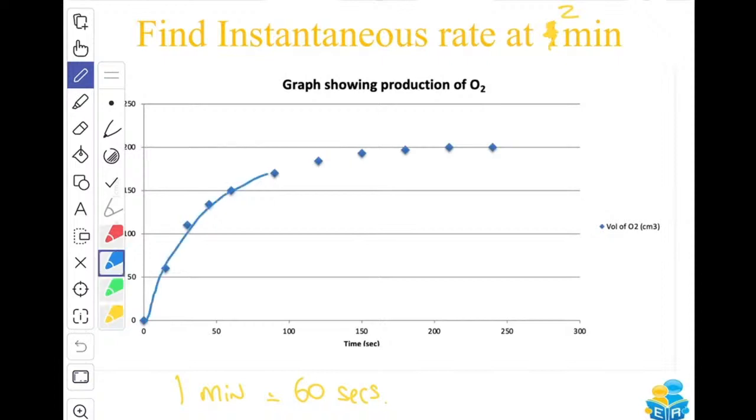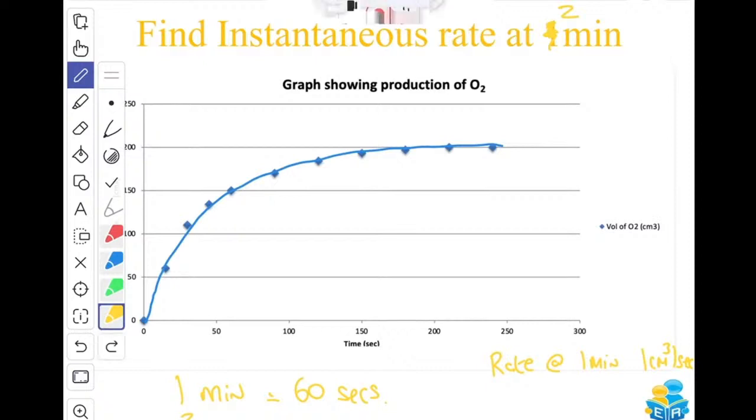Okay, and we found that the rate at 1 minute was 1 centimetre cubed per second. So if we were to do it at 2 minutes, we know that 2 minutes is 120 seconds. So we would go to where 120 seconds is, and I'm going to assume that it's at about this point here. And we will draw a tangent to our curve at that point, like that. We will now find the slope of that graph.